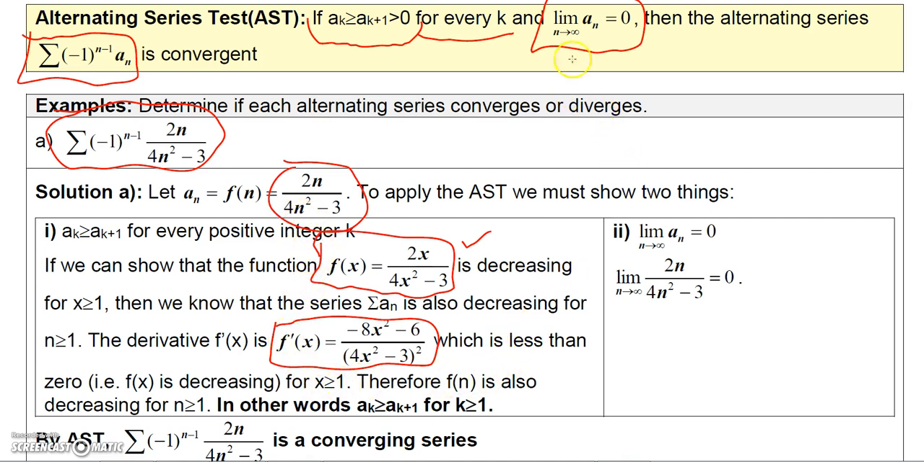Now the second part, we have to show that the limit of the nth term is 0 as n goes to infinity. And that part's easy, because if you take the limit of 2n over 4n squared minus 3, since the degree of the numerator is less than the degree of the denominator, we know that goes to 0. So both of these are satisfied, so we know that this alternating series that we started with must be a convergent series.